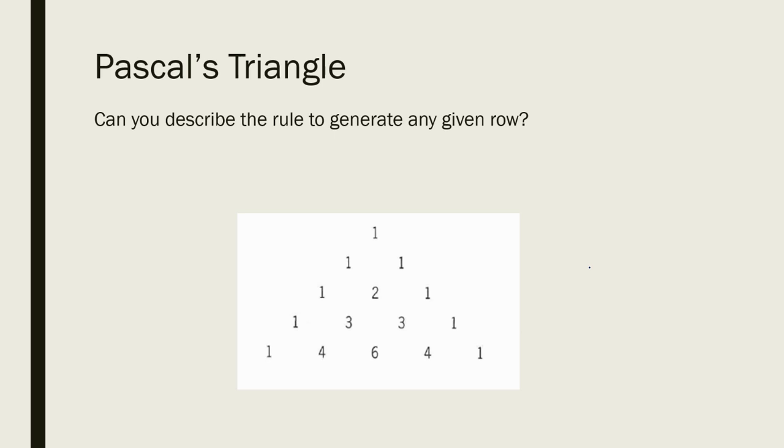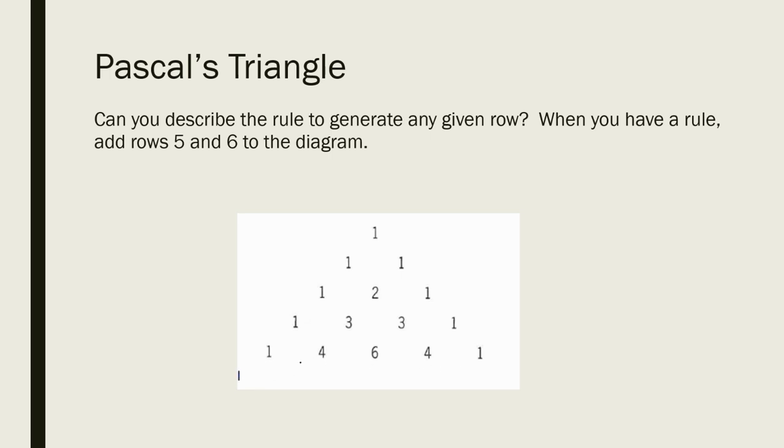So what I'd like you to do, again, here is the first 5 rows of Pascal's triangle. Can you have a look at it, especially if you haven't seen it before? Can you describe a rule to generate any given row in Pascal's triangle? And then when you have that rule, could you add the next 2 rows to the diagram? If you want to pause and think about it, and then unpause when you're ready, or you can just follow along with me.